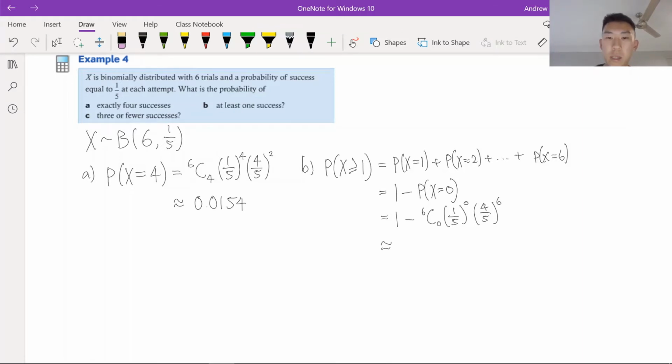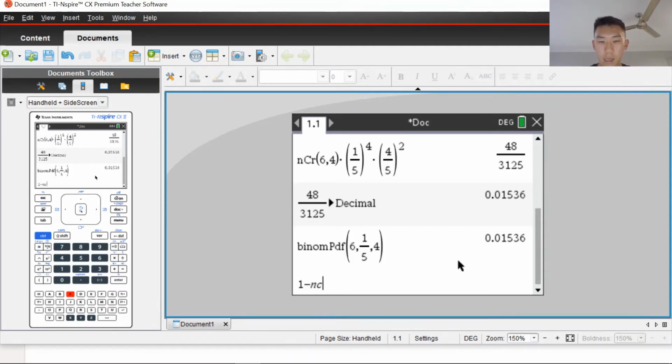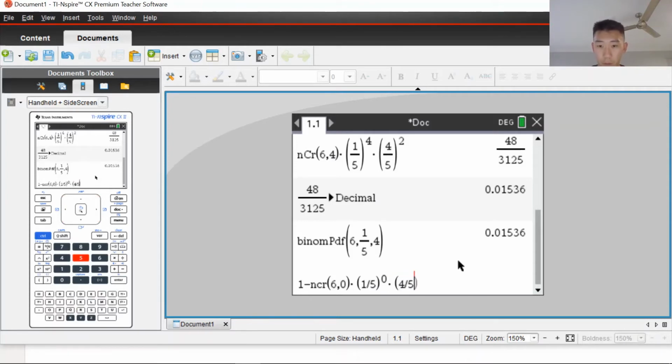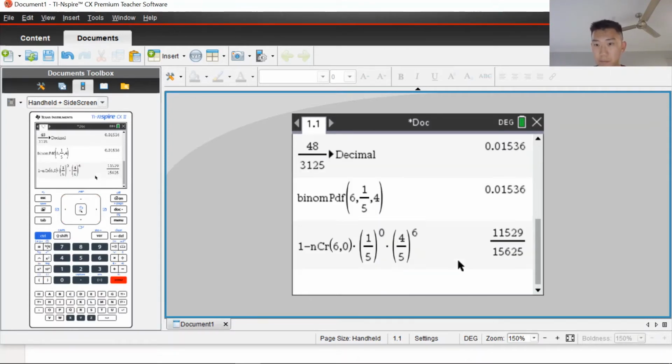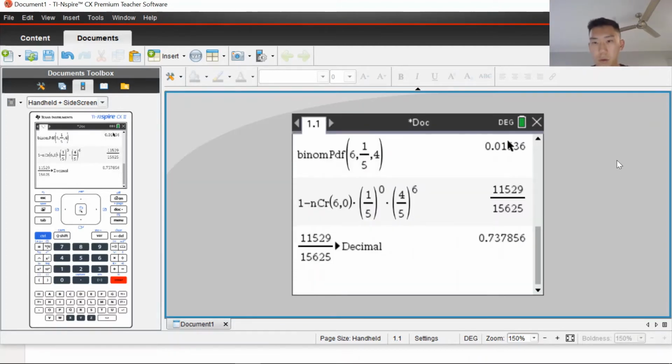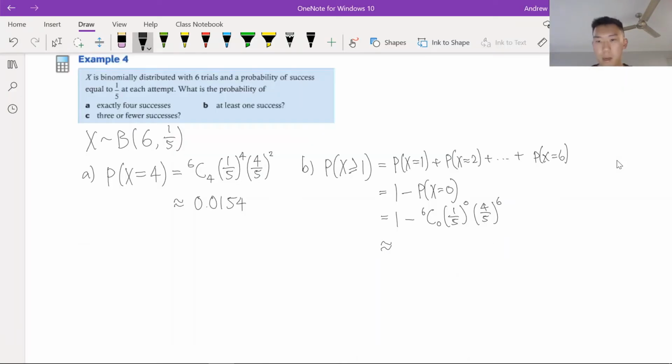So that would approximately be equal to 1 take 6C0 times 1/5 to the power of 0, which is 1, times 4/5 to the power of 6. We want to convert to a decimal, 0.7379.